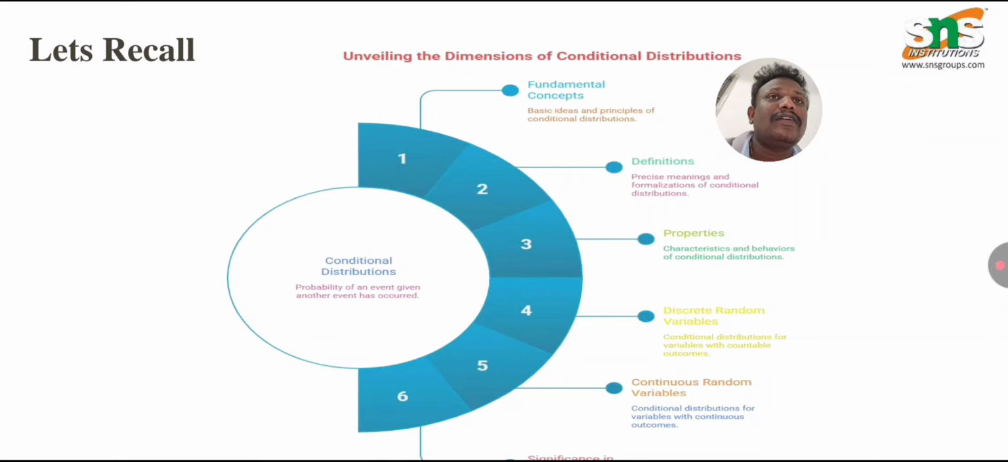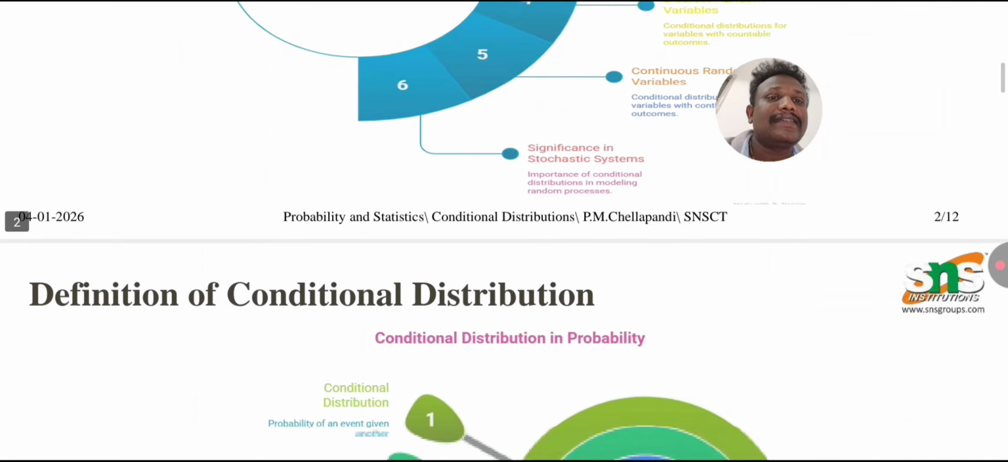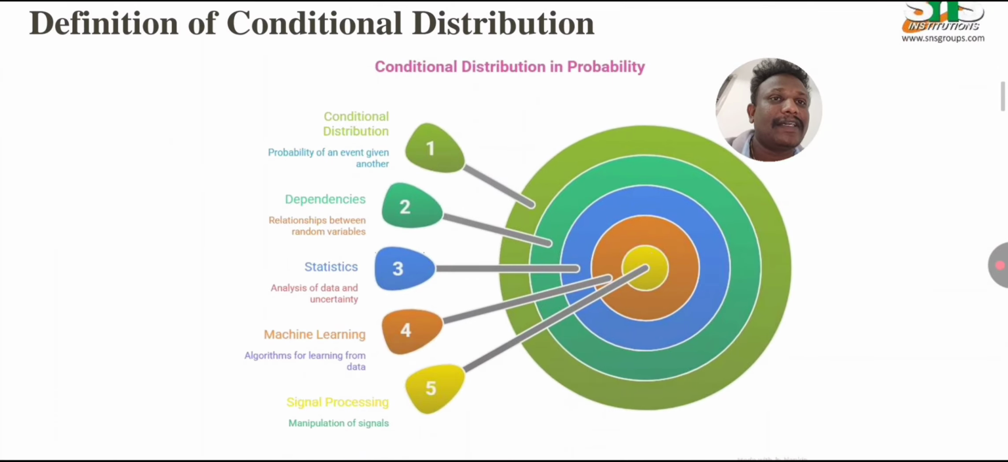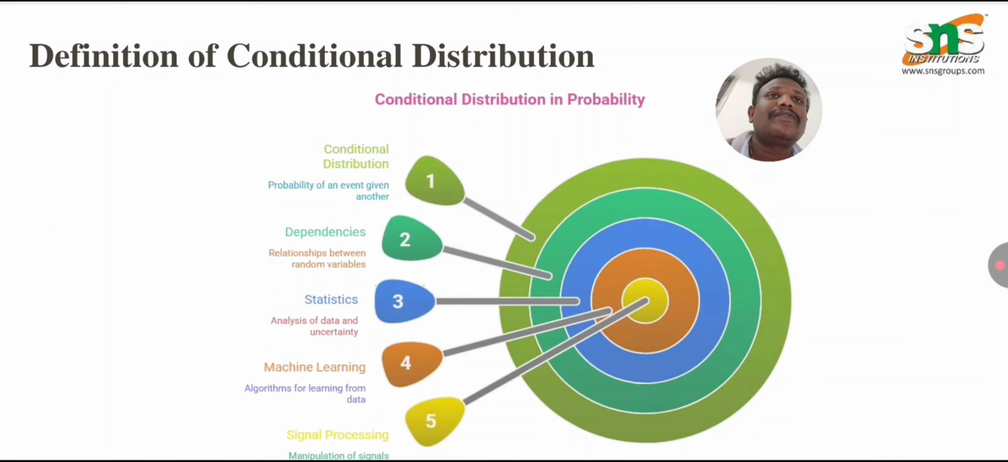What is the definition of conditional probability? The conditional distribution describes the probability of one random variable given that another variable is known. In simple words, it answers: what is the probability of X when Y is already known?